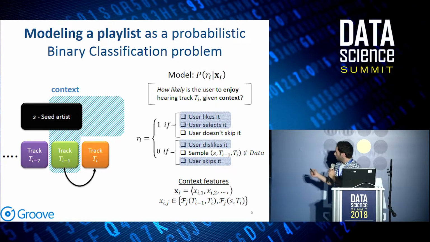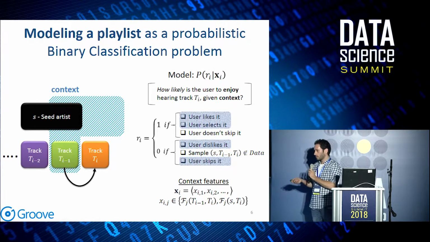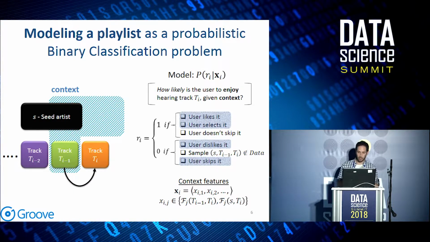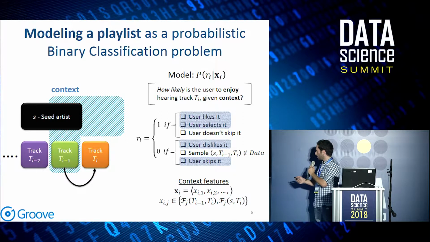So first of all, what does this R mean? This is a rating of how likely the user is to like this track. And here, this rating can take on multiple meanings, depending on what data we look at. I'll get back to this later when we talk about evaluations and experiments. But one interesting thing to note is that this rating can be a 1 in explicit cases where the user selects the track in the context, or in implicit cases where the user simply doesn't skip it.